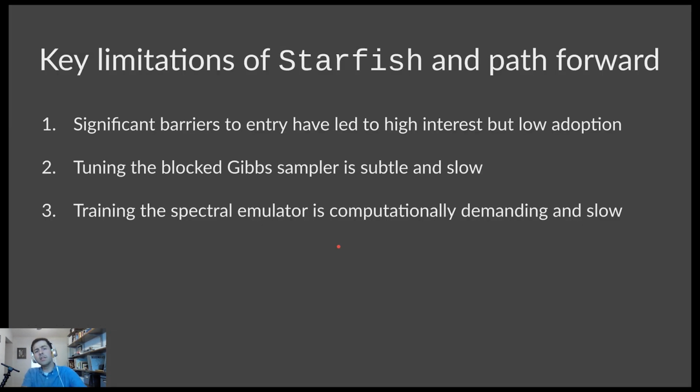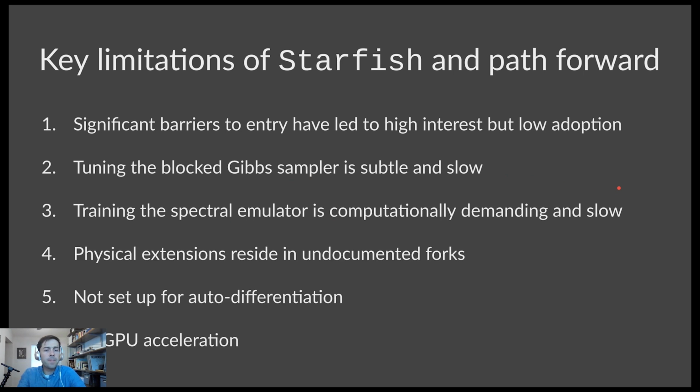Okay, so there's key limitations of Starfish, so I don't want to give the impression that it solves all problems for all data. In particular, there's significant barriers to entry that have led to high interest but low adoption, so technical barriers. For example, tuning the blocked Gibbs sampler is subtle and slow. Training the spectral emulator is another procedure that's really slow. So these are subtle bits to get right.